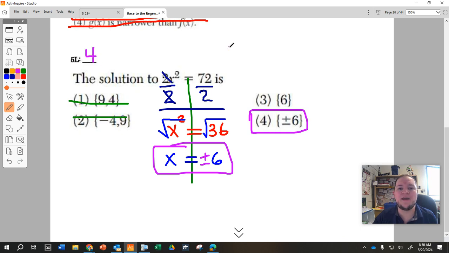Anytime, ever, for always, and to the end of time, when you take a square root, it's always plus or minus that number. It's always been like that. You've probably just never had to write that until algebra in 9th grade, okay? It's always been like that your whole life. Again, it's not been a thing. Okay, so the answer to 5L is choice 4. That's it.